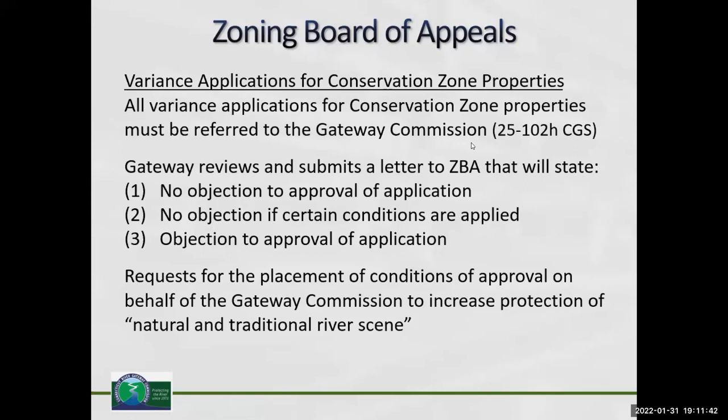You'll get one of three kinds of letters. One would be no objection to approval of the variances, and that's for cases where the application project is something minimal or really can't be seen to any significant degree from the river. The second kind is probably the most common: no objection to the ZBA approving the variances if certain conditions are applied. And again, that's in many cases retention of trees and planting of vegetation.